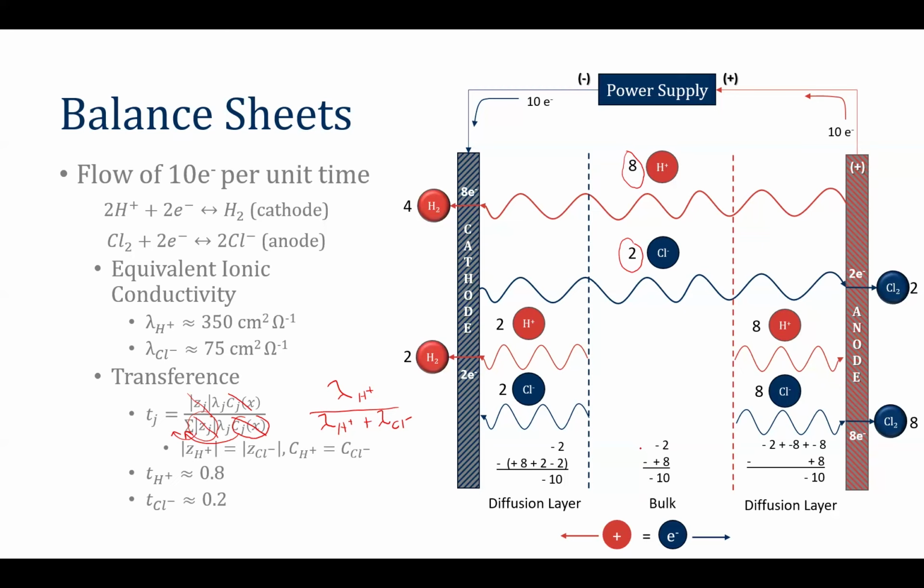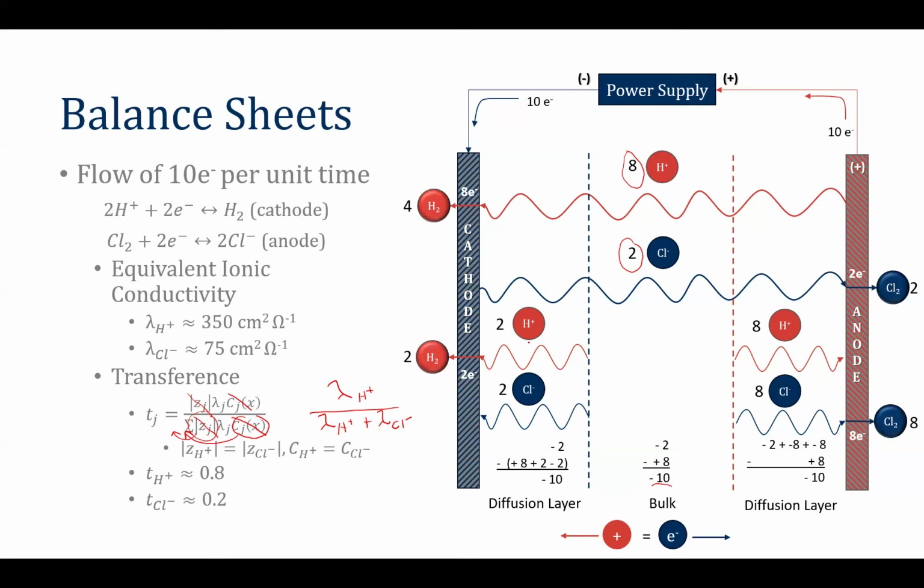And then we have 8 positive charges moving in the opposite direction, which is equivalent to 8 negative charges moving in the same direction as the electrons. So that works out to a -10 charge being moved across the bulk of the electrolyte. We should have that same equivalent amount of charge moving through our diffusion layers. In order for 10 electrons to be flowing, these 8 hydrogen ions that make it to the cathode via migration will be reduced to hydrogen gas. But we need 2 more electrons to be exchanged in order for these 10 electrons to flow.